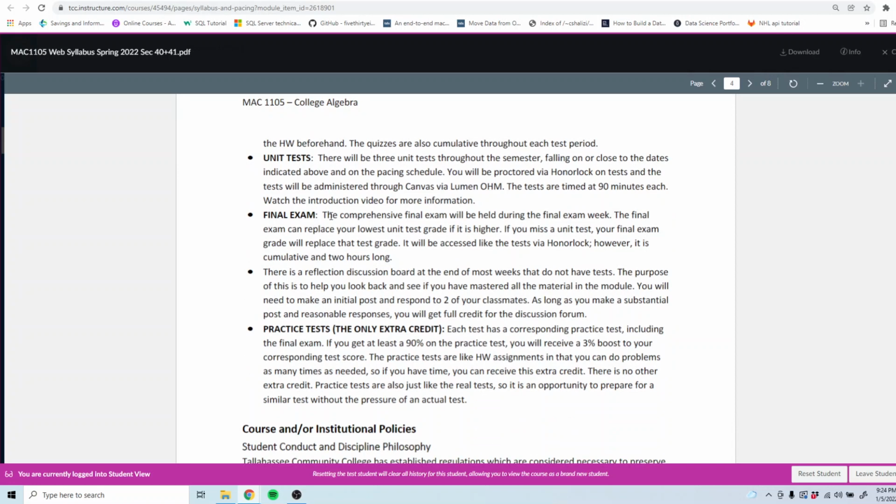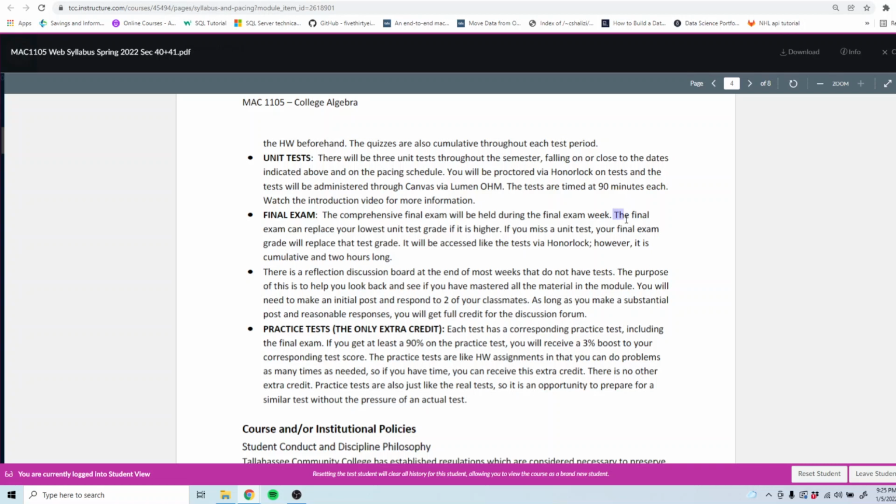All right, the final exam. I guess the distinguishing thing about the final exam from unit tests is that it's comprehensive. So everything from the entire course is in here. It's worth a little bit more. It'll be accessed through HonorLock, just like the other tests. So you'll be an expert by the time you take the final exam.